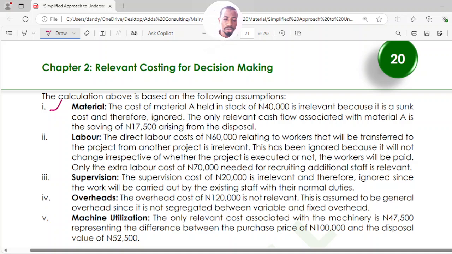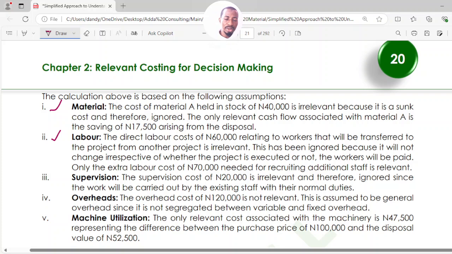Then number two, labor. What's our assumption under labor? The direct labor cost of 60,000 naira relating to workers that will be transferred to the project from another project is irrelevant. That 60,000 naira is irrelevant, and that's why we ignore it. This has been ignored because it will not change irrespective of whether the project is executed or not. The workers will be paid. The extra labor cost of 70,000 naira needed for recruiting additional staff is relevant. The 60,000 is not relevant. Only the 70,000 naira is relevant.